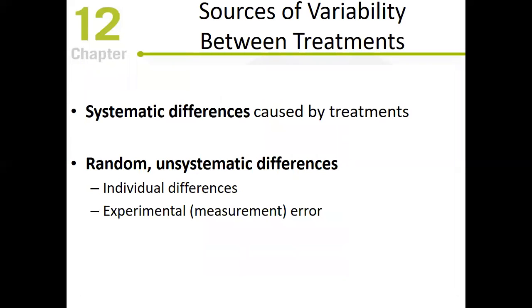So another way of thinking about this is systematic versus random differences. Systematic differences are predictable effects of a treatment. They have systematic, predictable effects. If we really understand how a treatment or an intervention works, it's going to have a consistent, predictable effect.